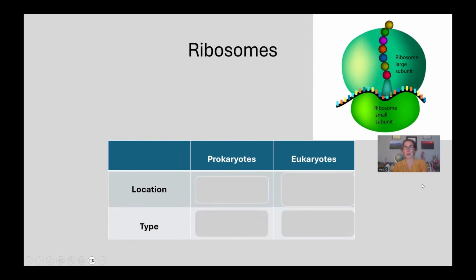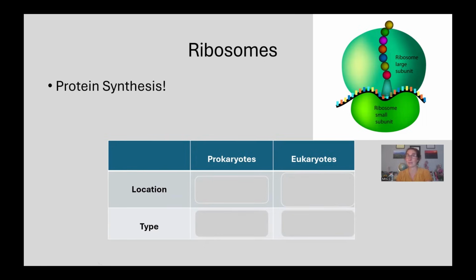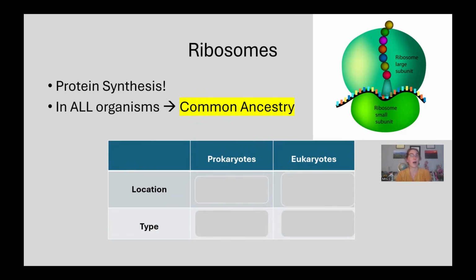Ribosome, so important. What do you know about ribosomes? You should know that they are for protein synthesis. They are in all organisms, so that is going to suggest common ancestry, a really important topic in AP Biology. It will be throughout the course, especially the natural selection unit. So common ancestry in all organisms.